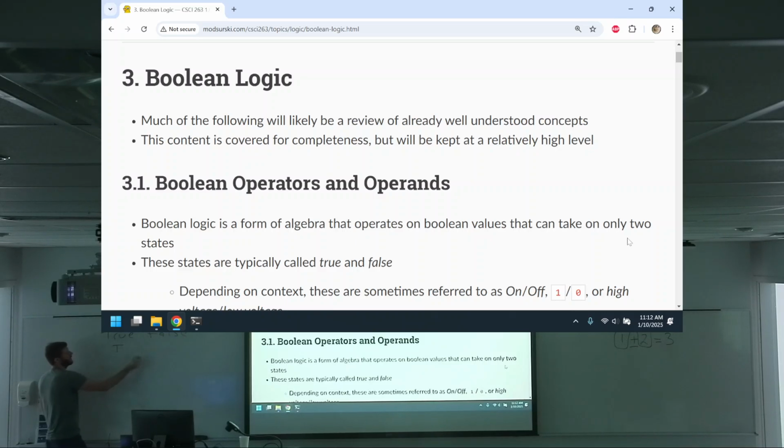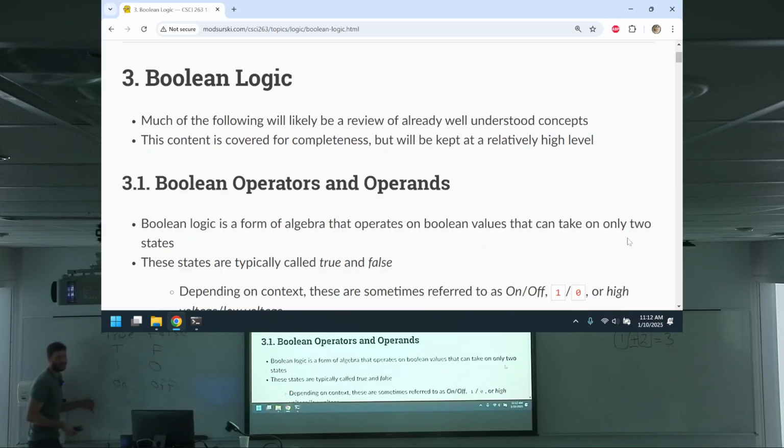Sometimes we might go TF. Sometimes we might go 1, 0. Sometimes we might say on, off. Might say high, low, high voltage, low voltage, 5 volts, ground. The point is I've got this one or the other, okay? We'll use a lot of different words throughout this course depending on the context, but they all have the same meaning in the context of Boolean algebra, okay?